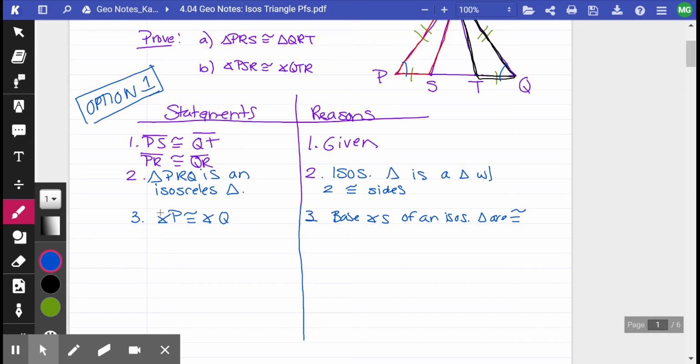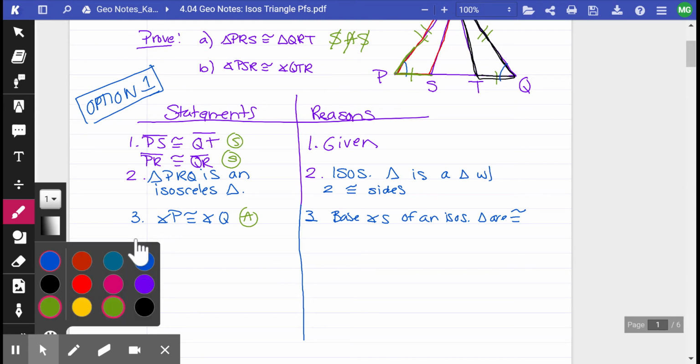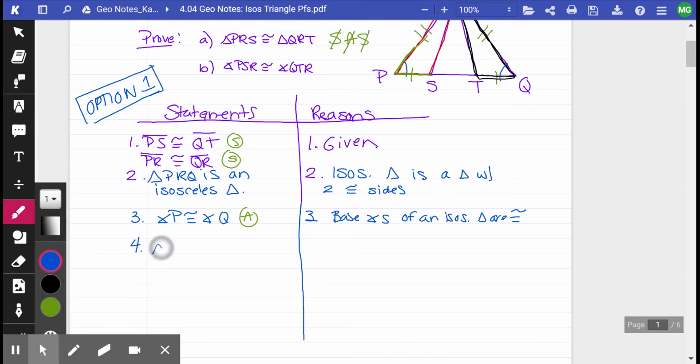So now I have angle P congruent to angle Q. So that gives me a pair of angles congruent, a pair of sides congruent, a pair of sides congruent, and is the angle included between these two sides? Yes, it is, which means I'm using side, angle, side, and I have all three pieces of information. So now I can say that triangle PRS is congruent to triangle QRT by side, angle, side.